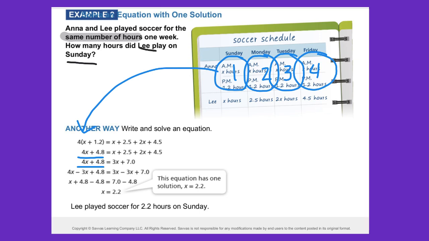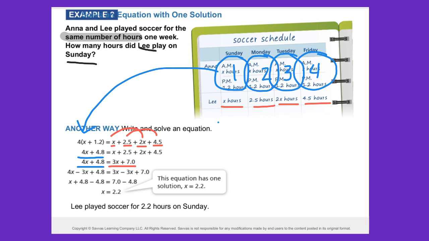But Lee's a little different. He did different times every day. That's Sunday. That's Monday. That's Tuesday. And that's Friday. And they're going to add them together. They're simply going to combine their like terms. 1x and 2x makes 3x. 2.5 and 4.5 makes 7.